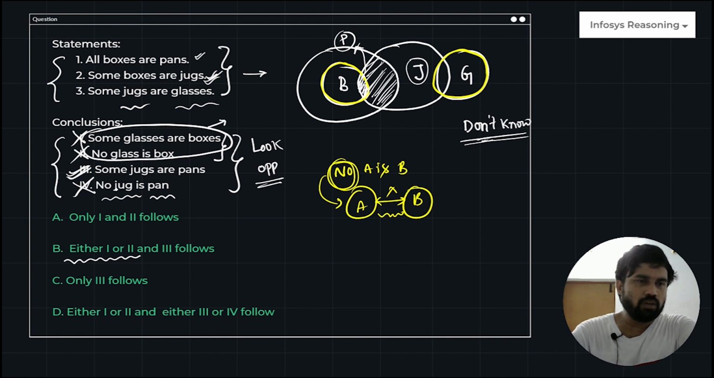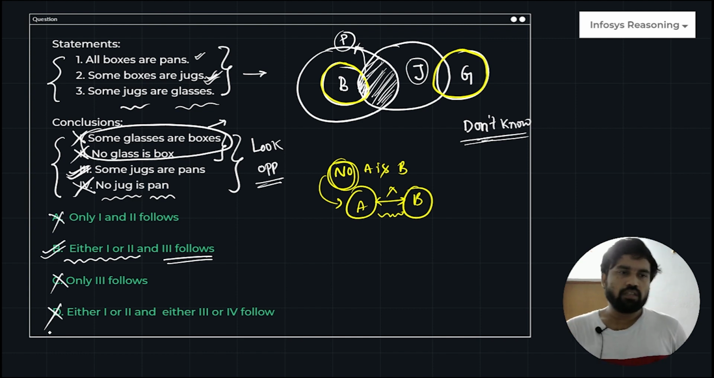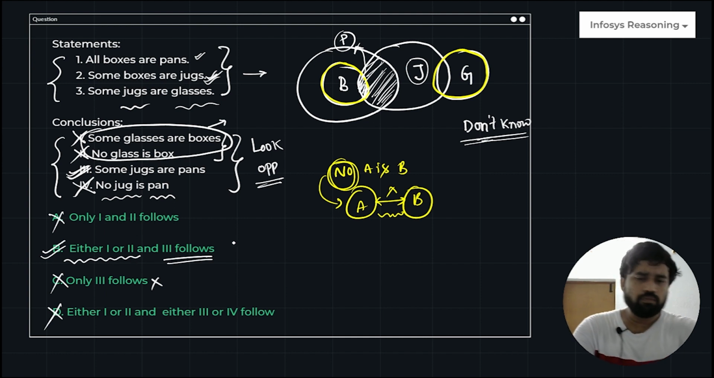So your answer will be three follows. Along with that, one and two are opposite statements. So we have to use either or. So all the remaining conclusions are wrong. So this is how you have to choose the options. So option C is not your answer. Why? Because these two are opposite. You have to choose either or. So this is how you have to do.